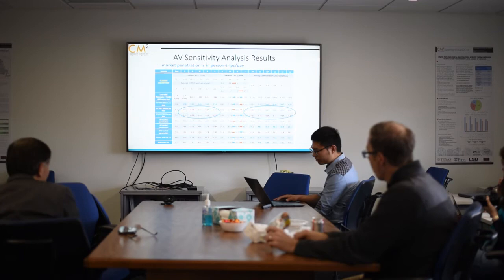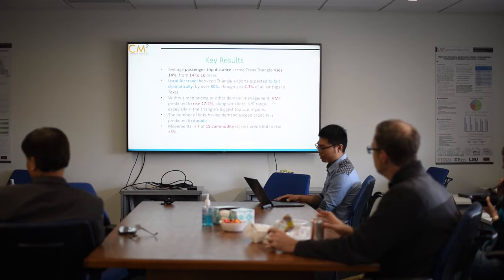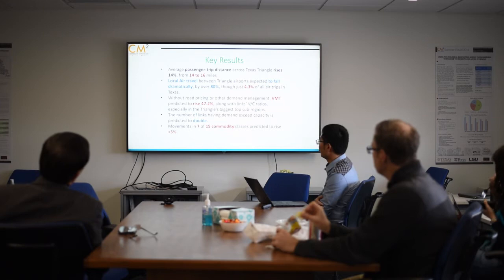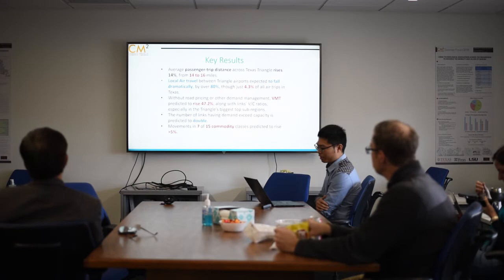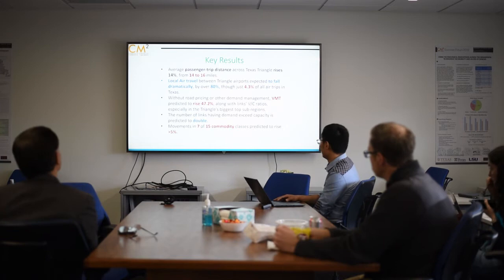So here are the key results. Average trip distance rises by 14%, from 14 to 16 miles. Local air travel falls by over 80%. The VMT on average is predicted to rise 47%, congested links are predicted to double in the future, and 7 of 15 mode classes have increased by more than 5%.